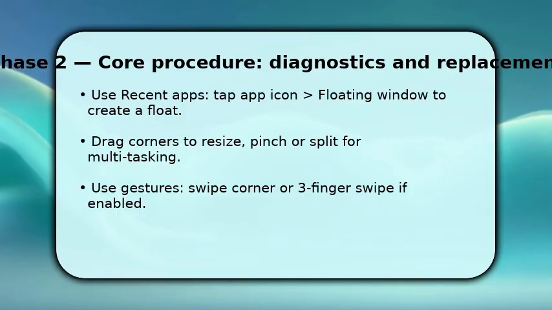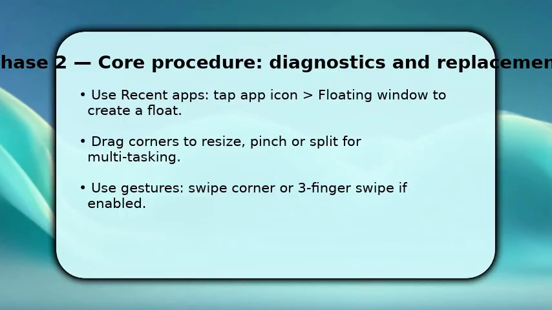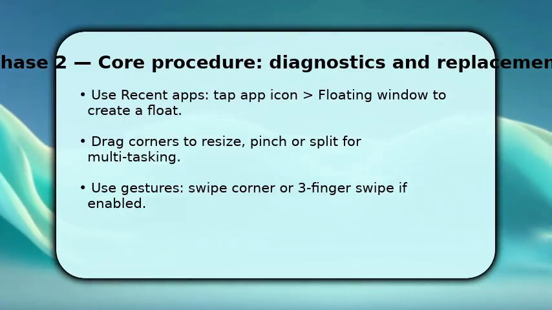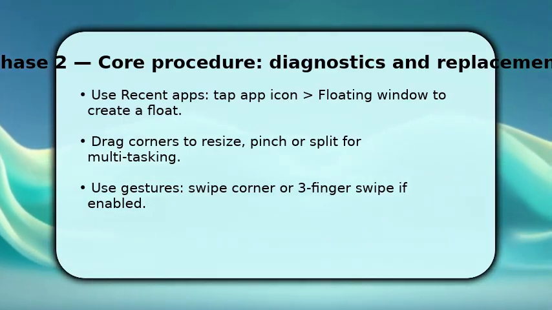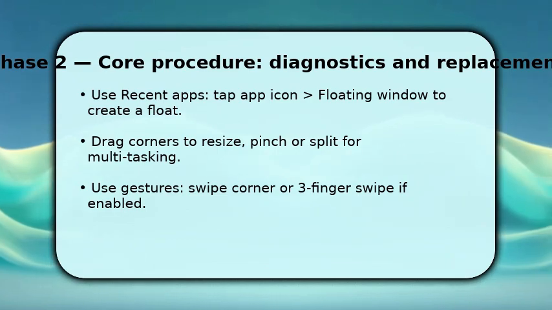If you enabled gesture shortcuts, use the swipe corner or three-finger swipe to summon a floating instance instantly. This speeds up switching. Make sure to position it where it won't block critical UI elements.